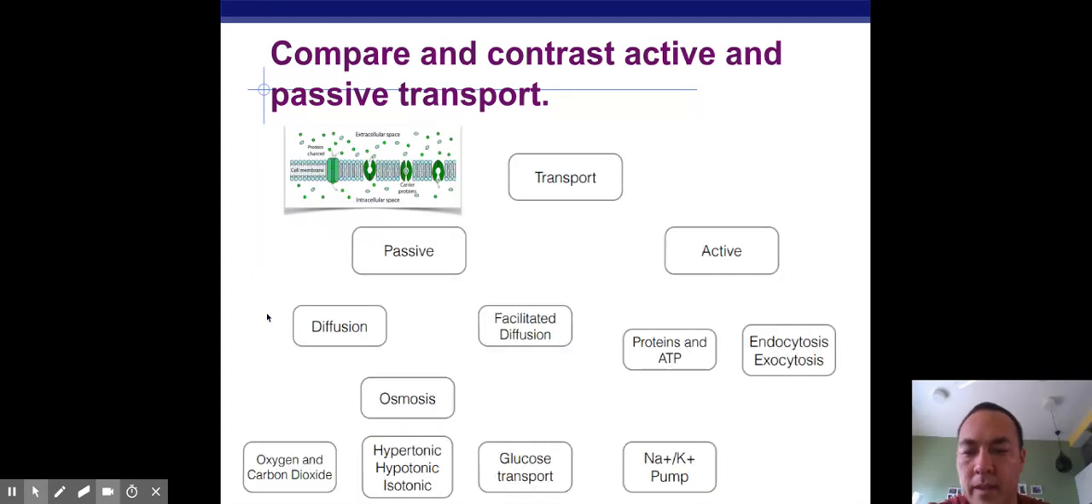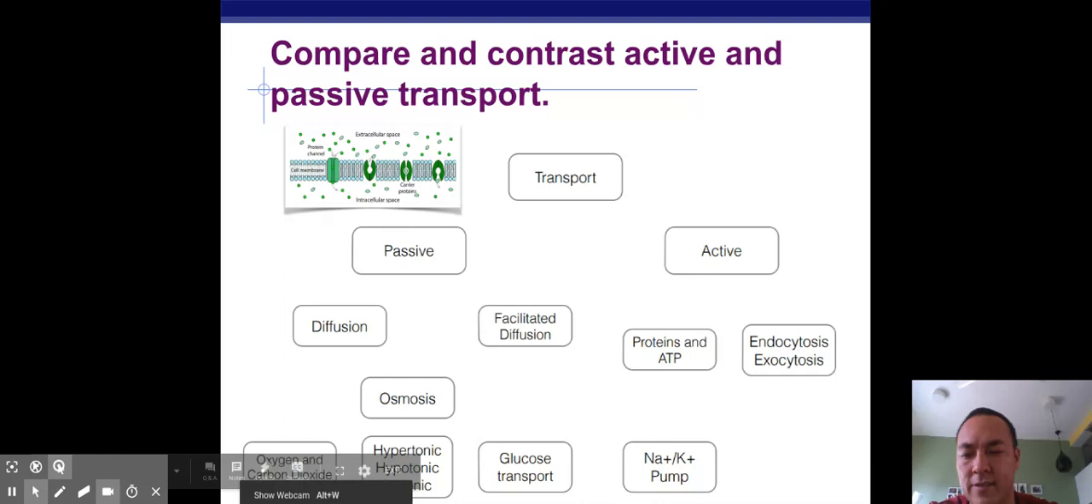Okay, this is a flow chart I got from Bozeman Science, and I've posted his video as well. It's excellent, going through active and passive transport. Can you pause the video here and kind of describe what's going on?